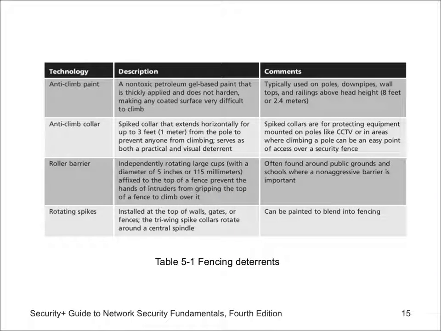Often found around public grounds and schools where non-aggressive barriers are important. And then rotating spikes installed on top of walls, gates, or fences. Tri-ring spikes, collars rotate around the central spindle and can be painted to blend into the fencing.